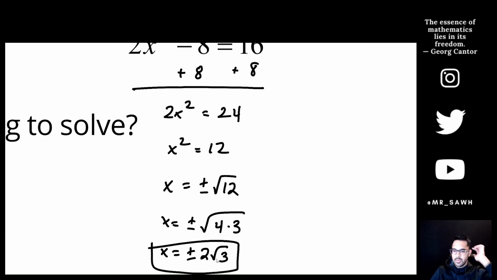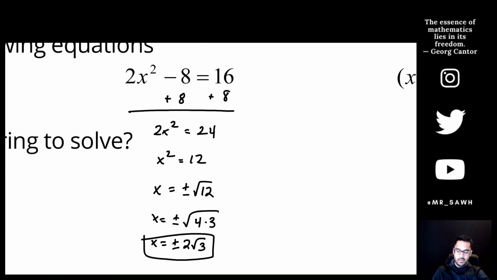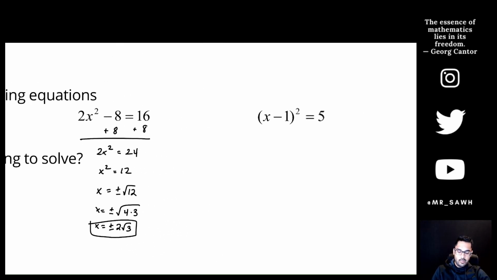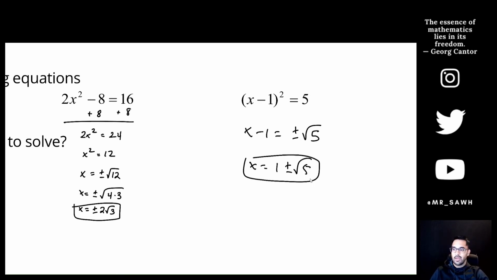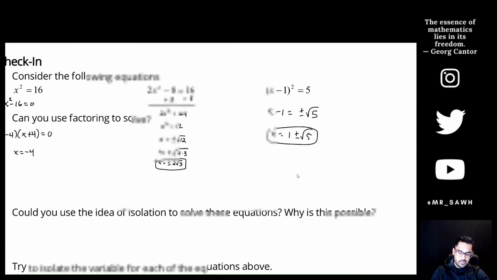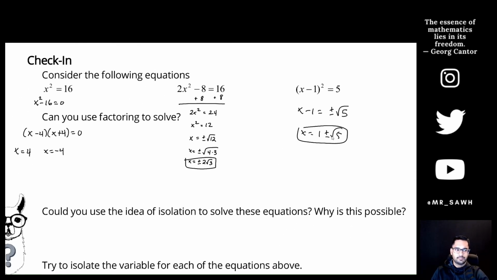Now I know square root of 3 is not a perfect square, so I would have had a decimal, which probably means factoring would be very difficult to do. And you can think about that for the last one as well. If you square root both sides, you get positive or negative root 5. If you add a 1 to both sides, there are your two solutions in exact value format. So sometimes factoring works, sometimes it doesn't.